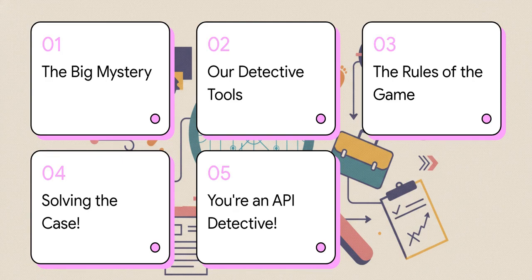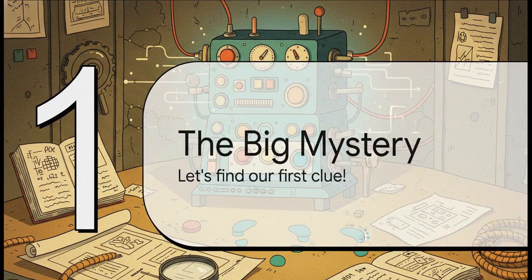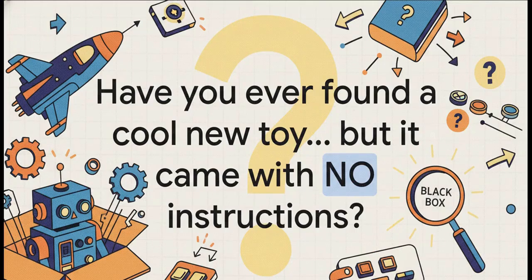Let's go. All right, every great adventure starts with a big, exciting mystery. And ours is all about figuring out how secret machines work. Let's go find our very first clue together. So, imagine this. You get a super awesome new toy. It's got lights and buttons and it looks so fun. But wait, there are no instructions. How do you know what the buttons do? What happens if you press the wrong one? It's a total puzzle, right?